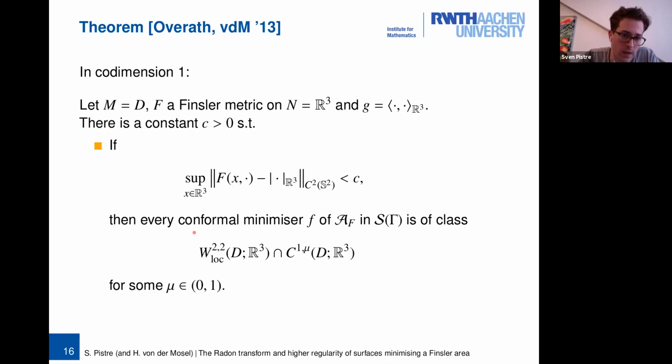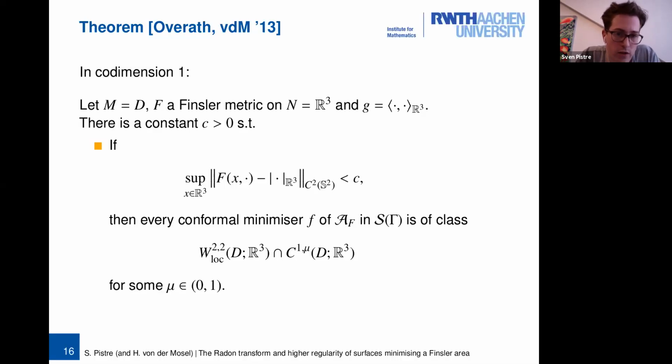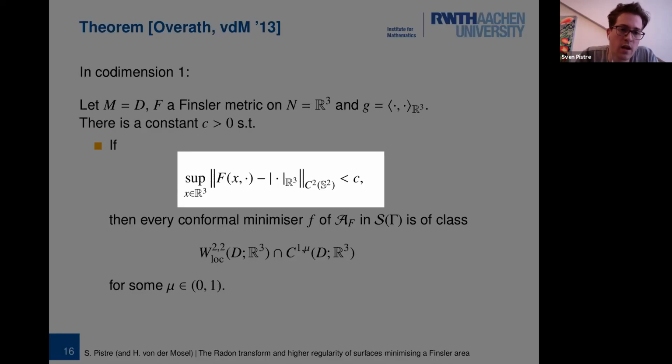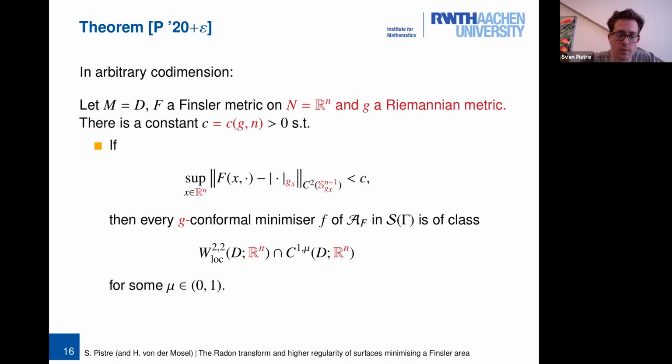They get this higher regularity, so one further weak derivative, and the first derivative is Hölder continuous, if we impose that the Finsler norm is comparable to the Euclidean norm in this C2 sense. So they have a constant, and if you can compare the Finsler norm and the Riemannian norm in the C2 sense, then you get this regularity result. In the last couple of years, I've been translating their very coordinate-heavy calculations into a more invariant form, and you can see that most of their proofs actually go through in high codimension as well. This is the result that I will have in my thesis.